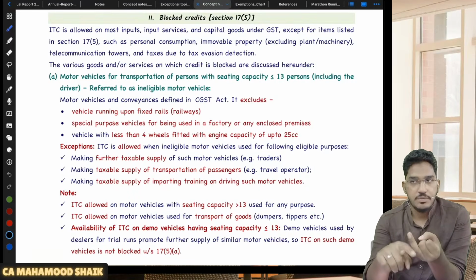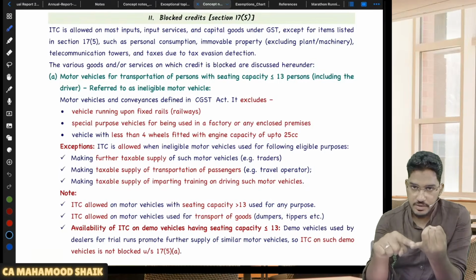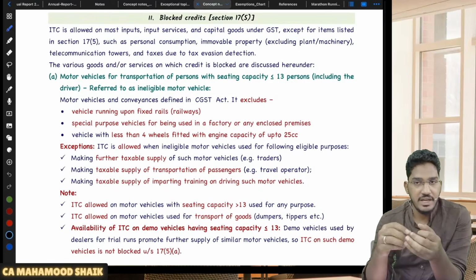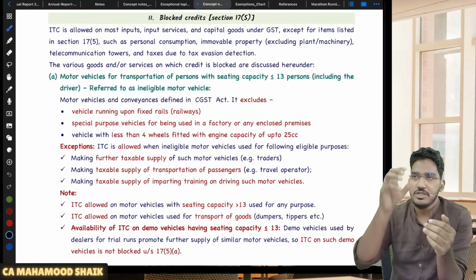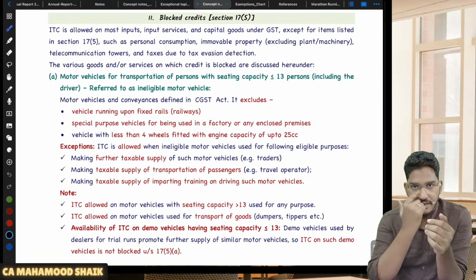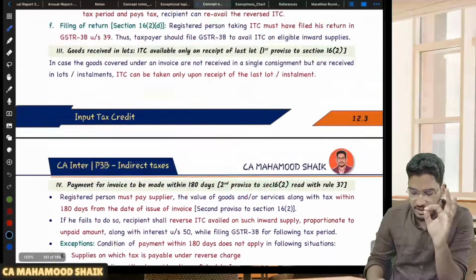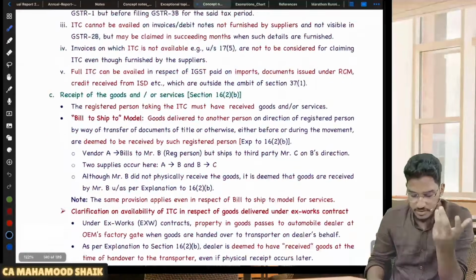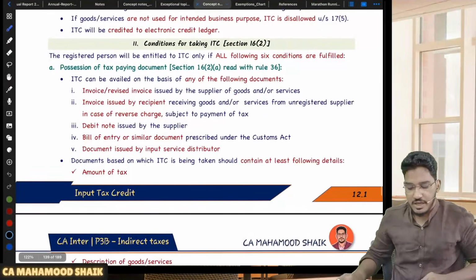So you must be a registered person, and whatever inward supplies you have procured must be used in the course or furtherance of the business, or you must have an intention to use them in the course or furtherance of the business. In addition to that, 16 subsection 2 tells various conditions which are required to be fulfilled in order to avail the input tax credit. Let me quickly take you through the conditions, because this is also an important area. So what are the conditions required to be fulfilled for claiming ITC?